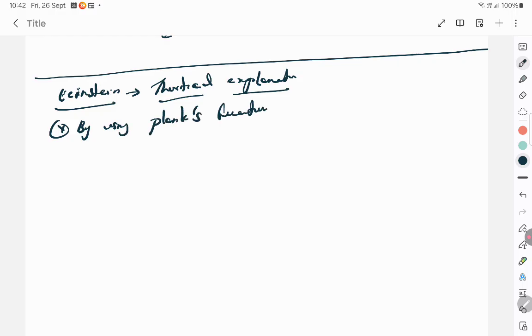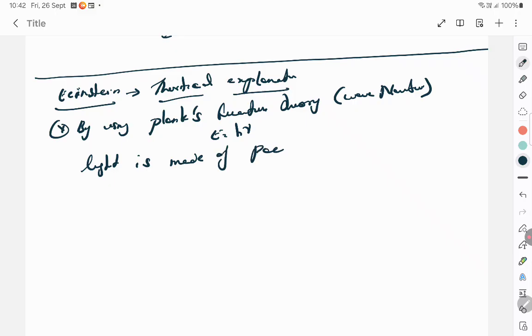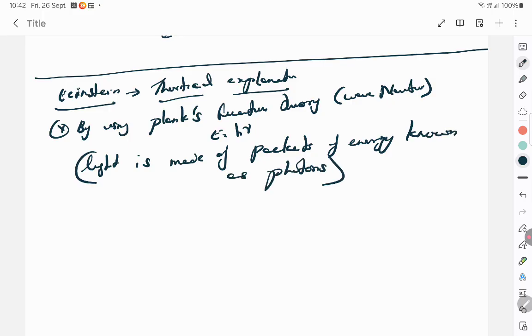Quantum theory, which means wave nature. According to Planck's quantum theory, energy is equal to h mu. That means light is made up of packets of energy known as photons. Using this phenomenon, he is going to explain the graphs.